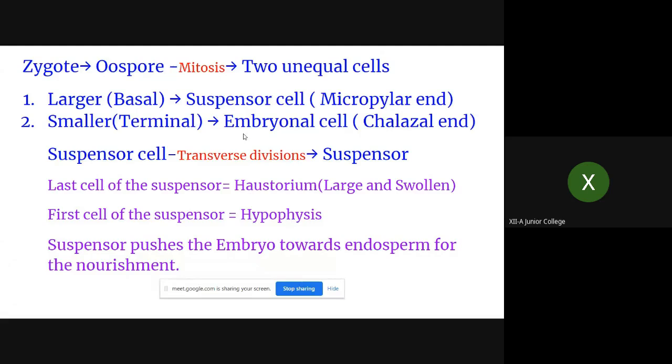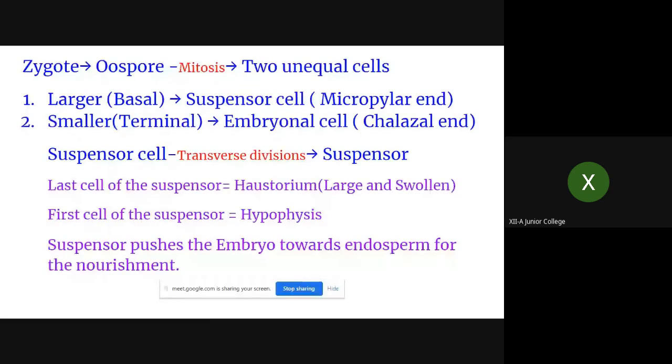Try to understand, because I will be using these two words only. The larger cell, the suspensor initial, is going to result in the suspensor cell, or later stage suspensor, and the smaller cell, which is towards the chalazal end, is the embryonal initial, resulting in the formation of the embryo. So what is the suspensor and what is the embryo? That embryonal cell, I will show you in the diagram.